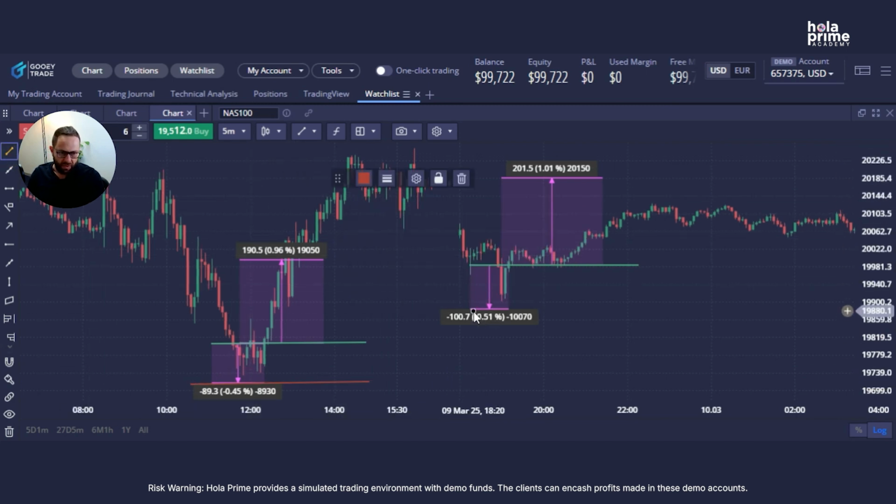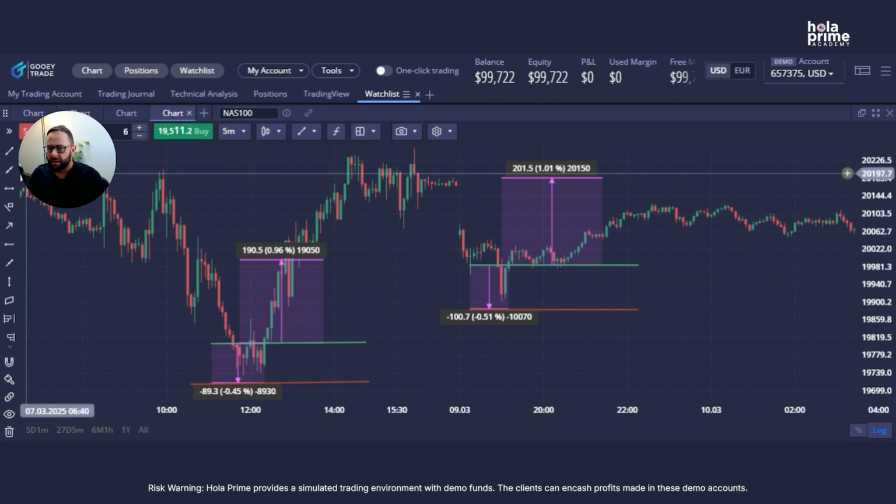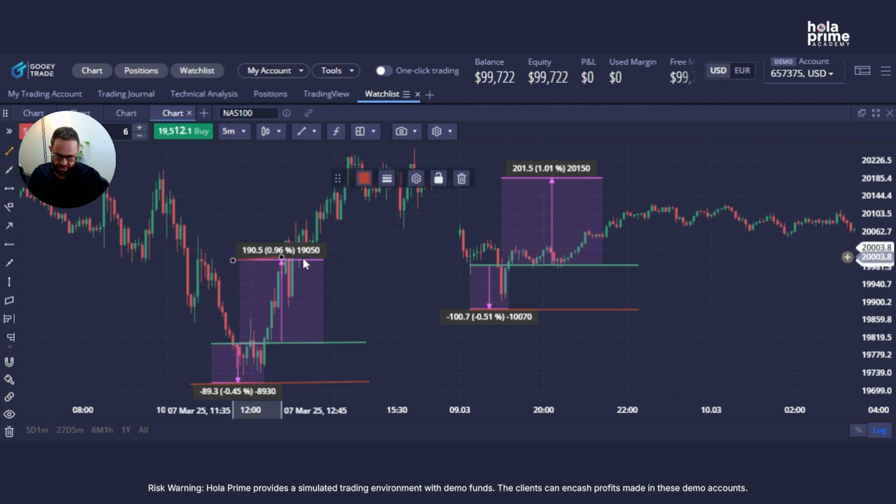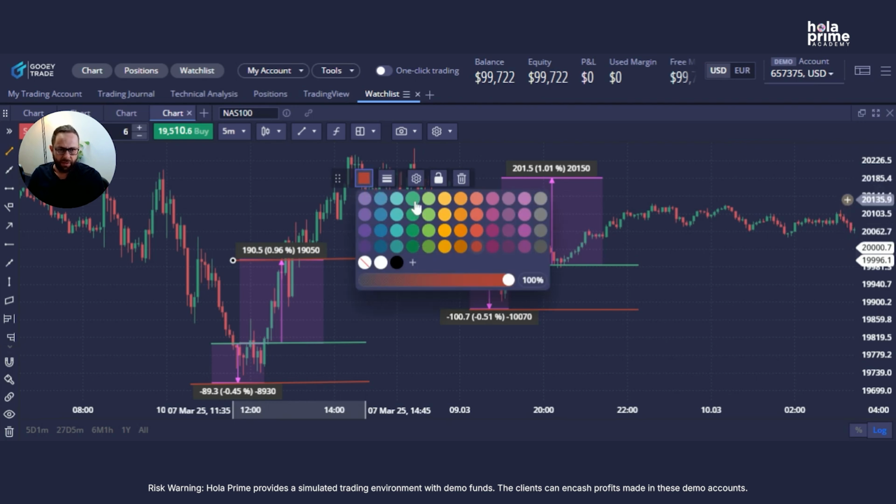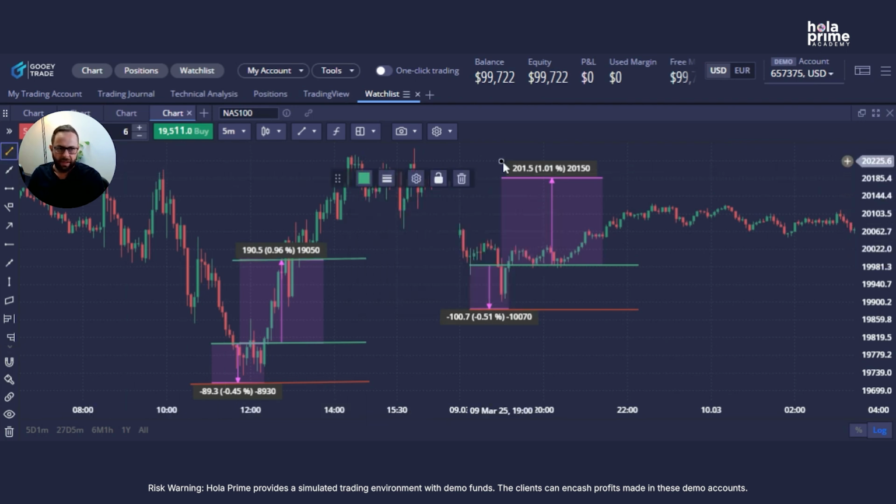Let's do the same on this side. Red for stop loss over there. And let's draw in that static 1-to-2 ratio on both these scenarios. One there and then one there.